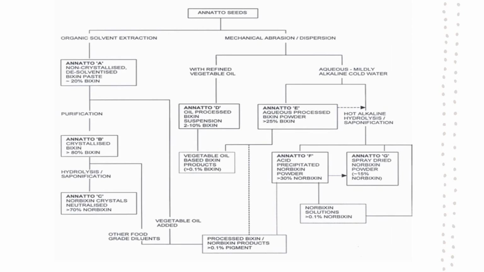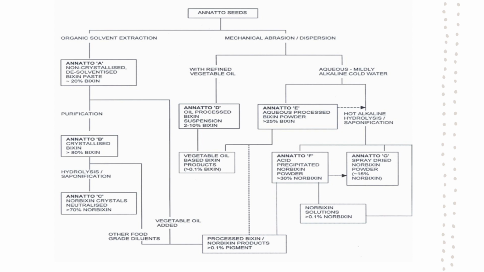Here, in the flow chart, you can see the annatto seeds. The extraction of annatto seeds occurs with the help of two methods. First one is organic solvent extraction, and the second method is mechanical abrasion or dispersion. Under the mechanical abrasion method, there are two further methods: one with refined vegetable oil, and the second with aqueous mildly alkaline cold water.